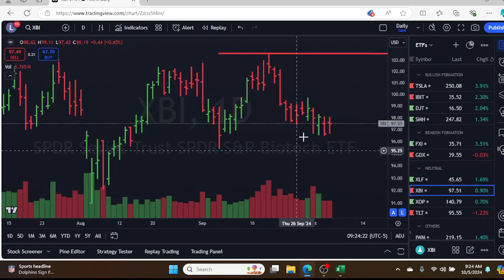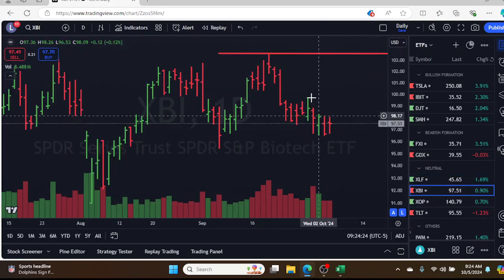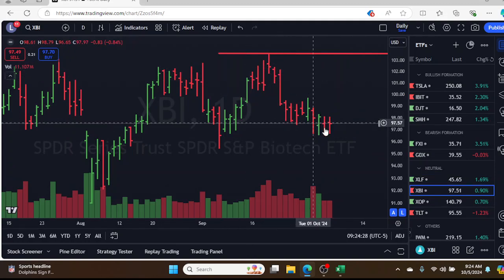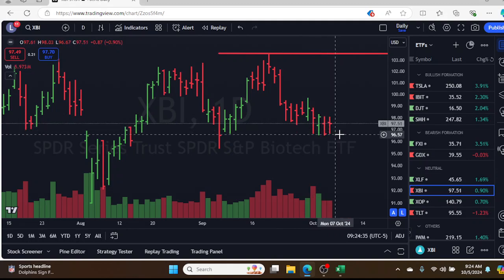Another neutral formation is XBI, really nothing here. We were short up here and we got to write it down. We've covered it just because it just really isn't doing anything. So we're going to let it make its move and then we'll do something.